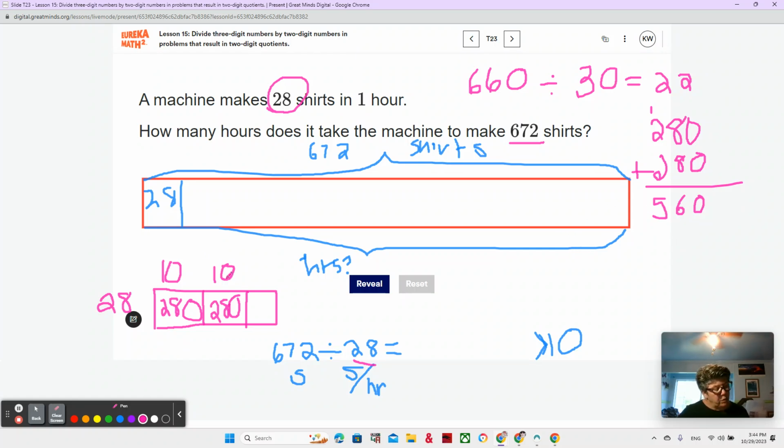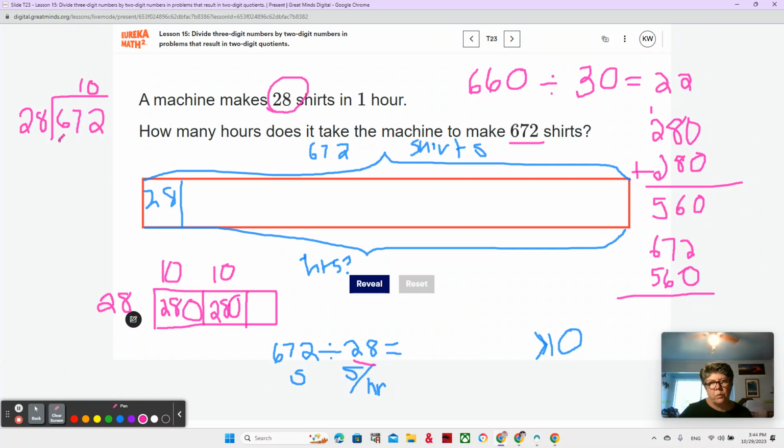Okay, now how much remains of our dividend? 672. Let's take 672 and we're going to subtract our 560 from it, right? Now, if you need to think about what this is like for the standard algorithm of division so you can compare them, I'll just put it here, 672 divided by 28, okay? And we could do 10 and then 10 on top. In fact, let's do that.